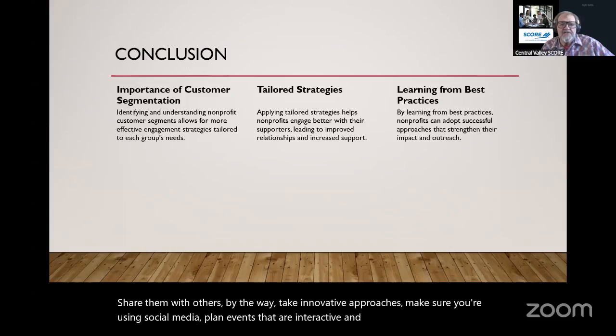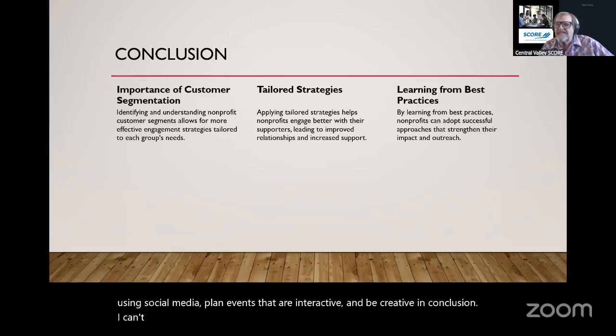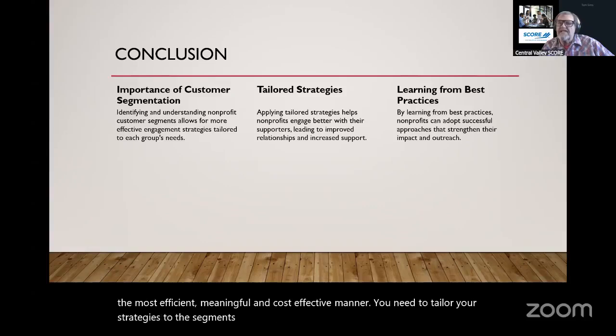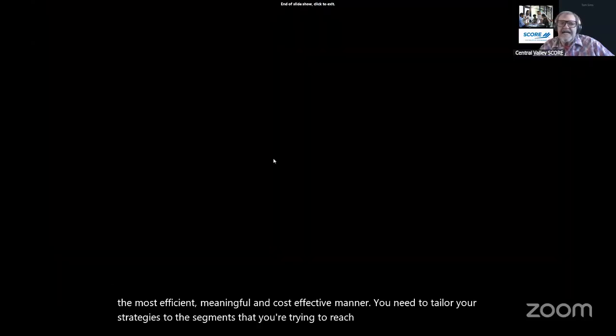In conclusion, I can't say it enough. Customer segmentation allows you to get the message out in the most efficient, meaningful, and cost-effective manner. You need to tailor your strategies to the segments that you're trying to reach, and you need to learn from best practices.